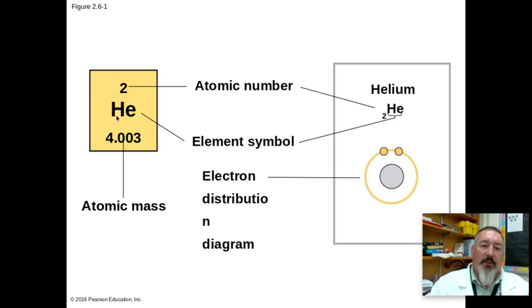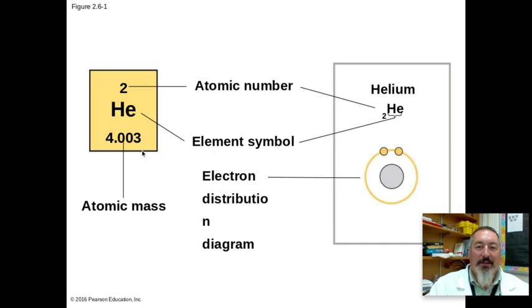Notice that the symbol here is helium, H, then a little e, and it does matter. It's always a capital letter for the first one, and the second letter is always lowercase. This is something I somehow missed in high school. In college, I learned it in the early part of my first class, and I still remember that painful time.